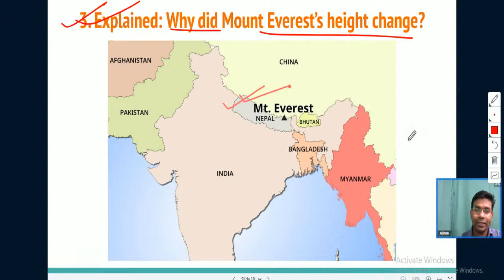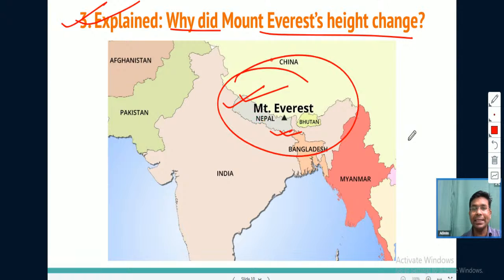Mount Everest is located in Nepal. Nepal is a country over here. It is an Asian country, you can see. It is a South Asian country basically. It is just above India, you can see in this particular map.